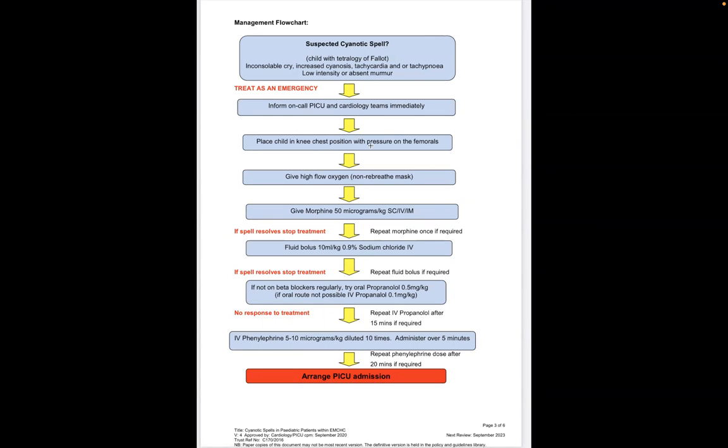These are the steps you should tell. First is the knee chest position, then high flow oxygen, give morphine. Not resolved, you can consider second dose morphine and fluid bolus. Still not resolved, you can consider beta blocker, that is propranolol usually, if the child is not on regular beta blocker. Still no response to treatment, you will go for phenylephrine or even noradrenaline. I think just names are enough, no need to remember the doses and the steps.